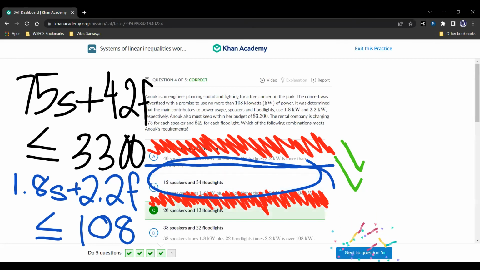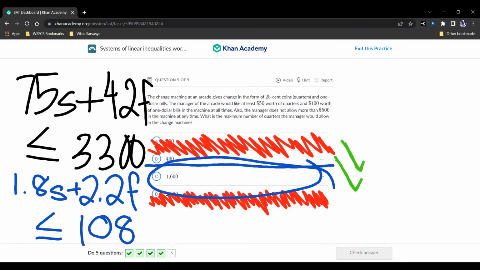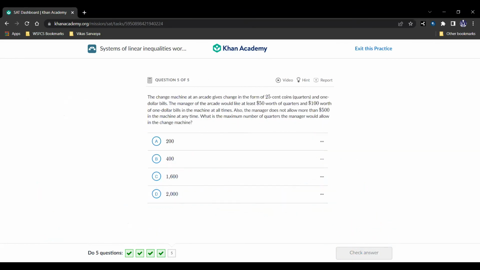Let's move on to the last question of this set, and here it is. The change machine in an arcade gives change in the form of 25-cent coins, quarters, and $1 bills. The manager of the arcade would like at least $50 worth of quarters and $100 worth of $1 bills in the machine at all times. Also, the manager does not allow more than $500 in the machine at any time. What is the maximum number of quarters the manager would allow in the change machine?